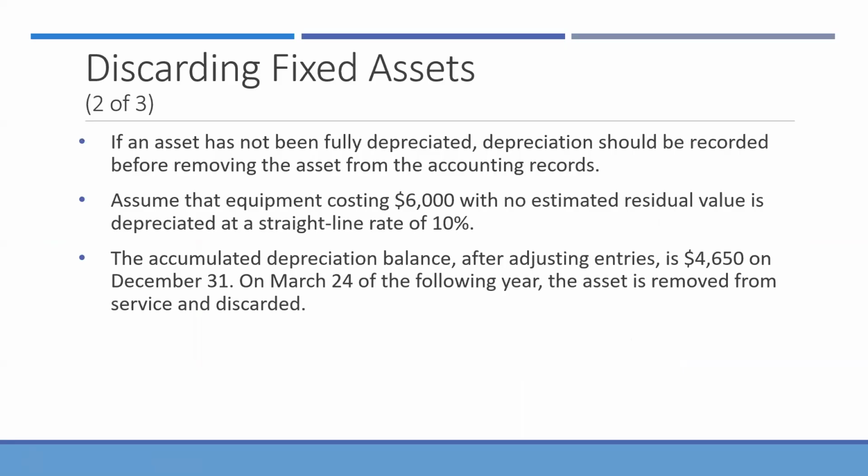And if an asset has not been fully depreciated, depreciation needs to be recorded up until the date that it is discarded or traded in or sold. Assume that equipment costing $6,000 with no residual value is depreciated at a straight line rate of 10%, or 10 years. And the accumulated depreciation balance after adjusting entries on December 31st is $4,650. On March 24th of the following year, the asset is removed from service and discarded.